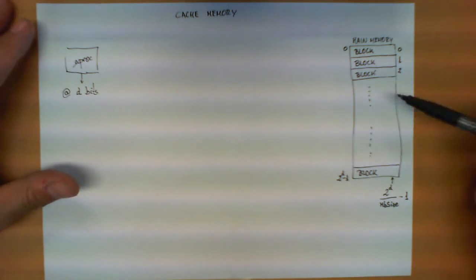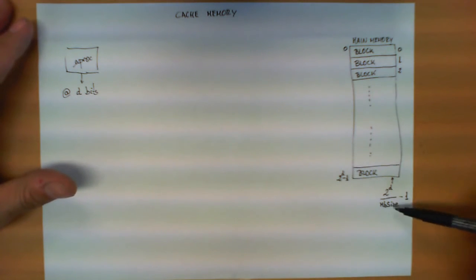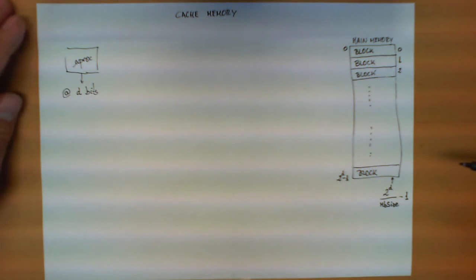And as we can see, once we know D, and once we know the memory block size that we have chosen here, we can calculate the number of blocks we have.